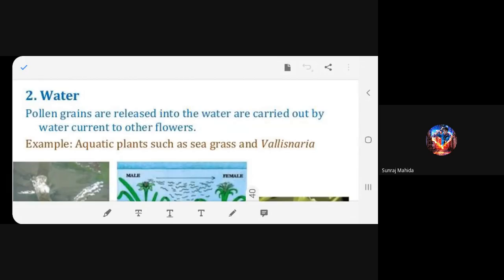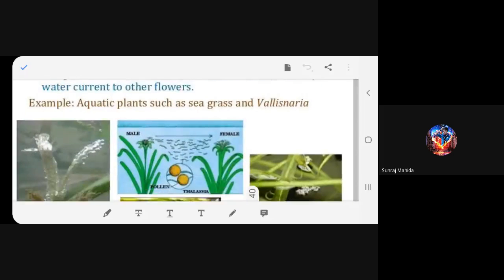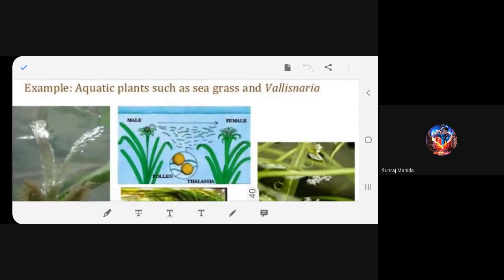What are the plants that take part in this sort of pollination? Not dispersal, but pollination. They are aquatic plants, that is, water plants. Example, seagrass and Vallisneria. You can see over here, this is Thalassia, an aquatic plant. The pollens are released over here, and this is a male plant and this is a female plant. So the male releases pollen, it goes to the female plant and it will get pollinated. Do you understand this? This is the way water helps in pollination.